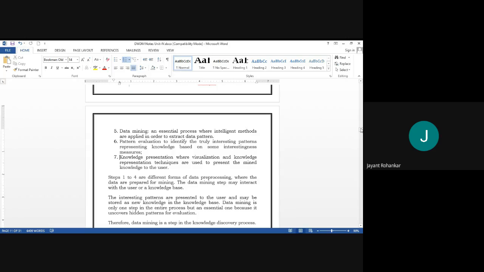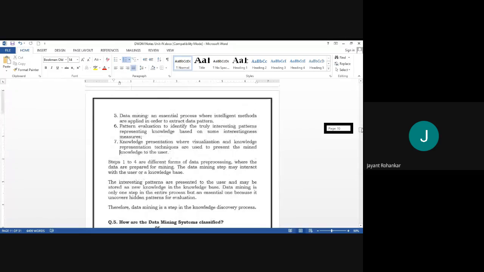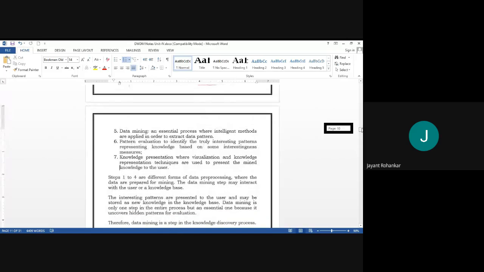Data mining is a step in the knowledge discovery process. So this is regarding the knowledge discovery process from the database.